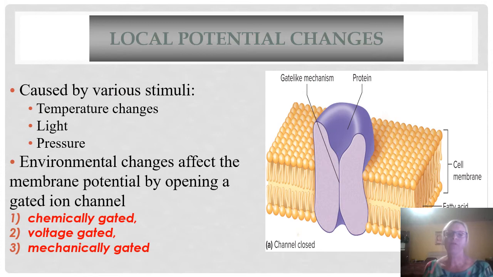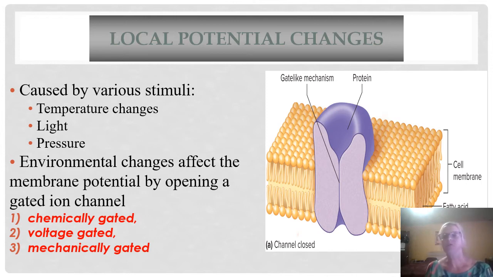Now, there are other things that can open gates as well, okay? And this is important because we're talking about an action potential, we're talking about electrically gated, or voltage gated, but there are other ways that this can happen. Basically, gated means there's something that's going to cause it to open. And so we can have voltage gated, which we just talked about. You can also have chemically gated or mechanically gated.